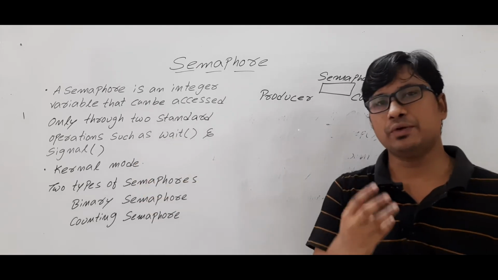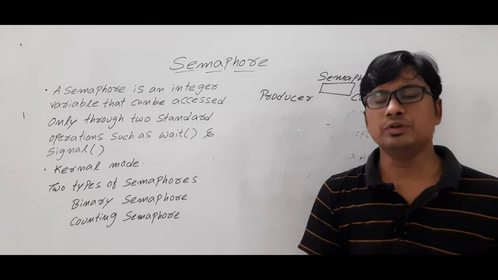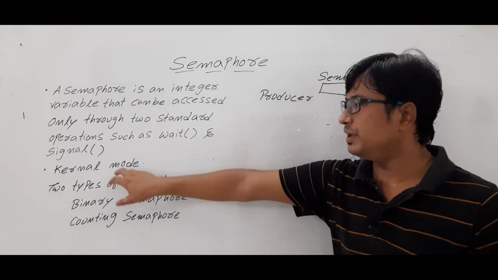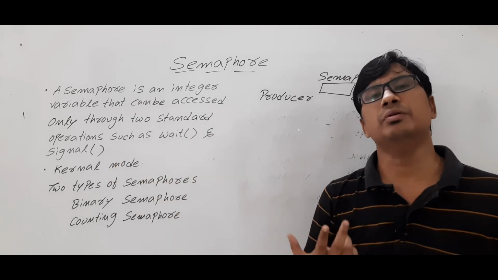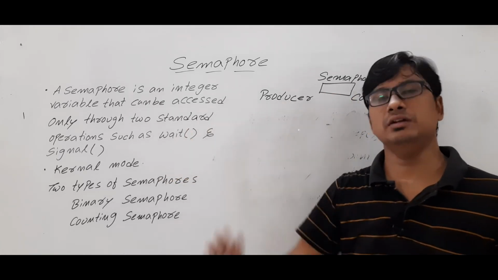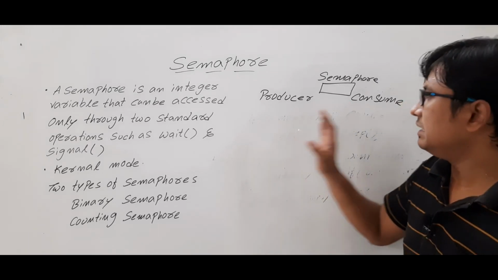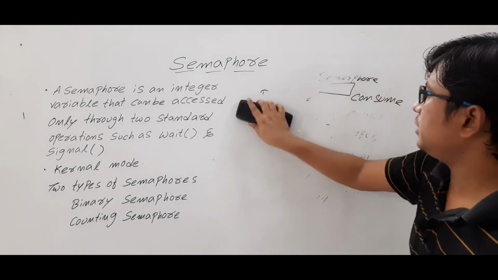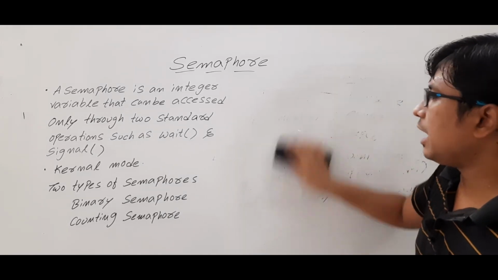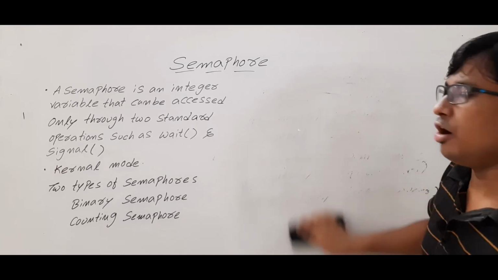We know that we have two modes: one is the user mode and another one is the kernel mode. User mode means that it does not take any support from the operating system, whereas in the kernel mode it takes the support from the operating system. So the semaphore variable runs in the kernel mode. Is it clear? Are you able to understand? So, to avoid the data consistency issue. I hope you have understood the need for the semaphore variable and why it runs in the kernel mode and takes the support from the operating system.